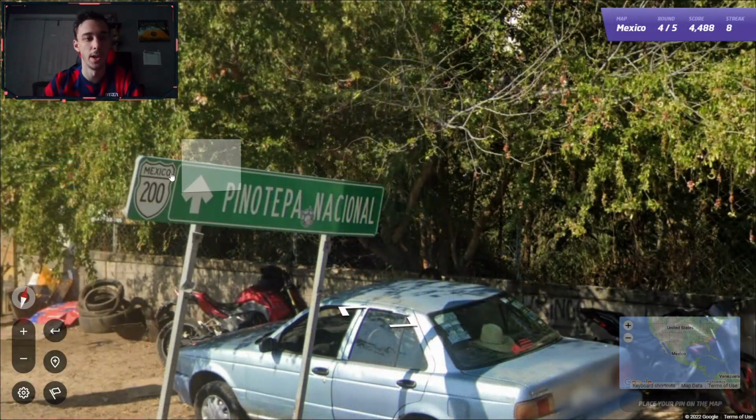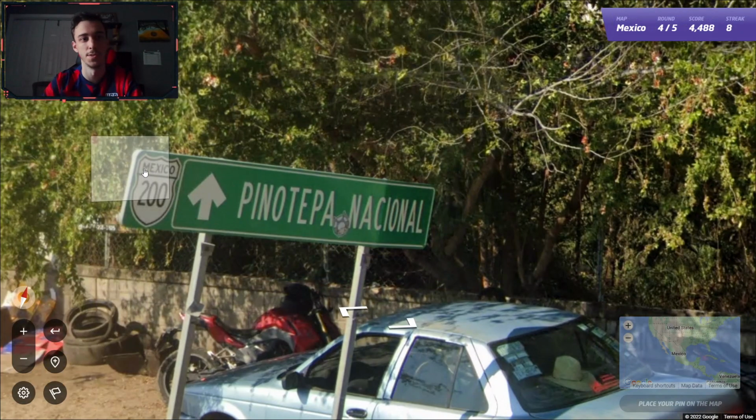So here are some of the Mexican highway signs. This little crest shape will also have Mexico at the top and the highway number. So these are also very good indications on the street.